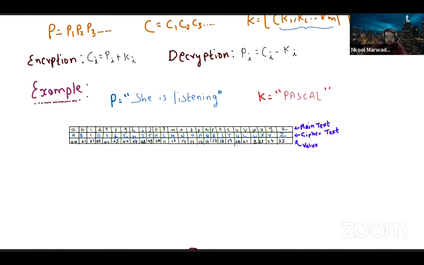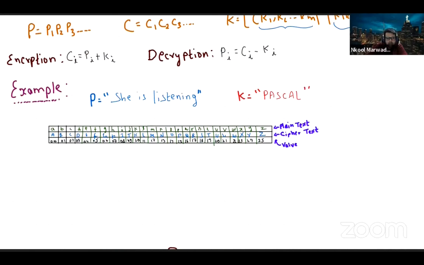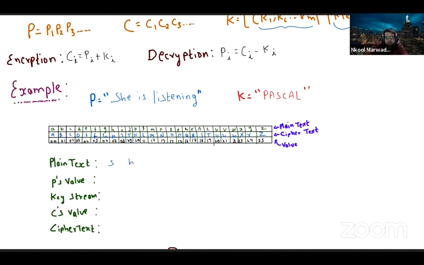Now see what we will do. We have the plain text, then the P values, then the key string, which is Pascal, then the C values, the cipher values, and finally the ciphertext. So this is the encryption we have to do. Now how will we do that? Let us see. The plain text is S H E I S L I S T E N I N G, "She is listening."